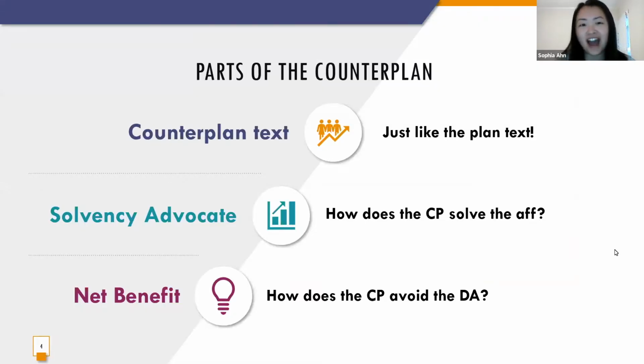So let's take a step back and look at the parts of a counterplan and break this down. The first part of the counterplan is, of course, reading your counterplan text. Just like as if you were affirmative, you're going to read that either the United States federal government, maybe the states, some actor is going to be doing something. And it's going to sound extremely similar to the affirmative's plan text, but keep in mind that yours will be a little bit different. And then we have solvency advocate, which is like how I talked about before with the goal. How does the counterplan solve for the affirmative? And then lastly, you have your net benefit. And this is where the disadvantage is super important. You want to talk about how the counterplan avoids linking to the disadvantage.